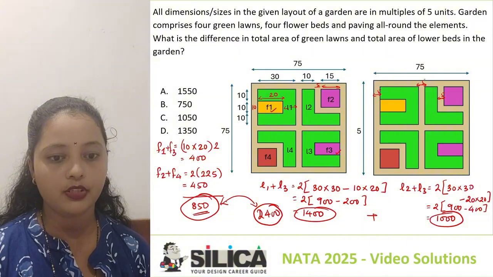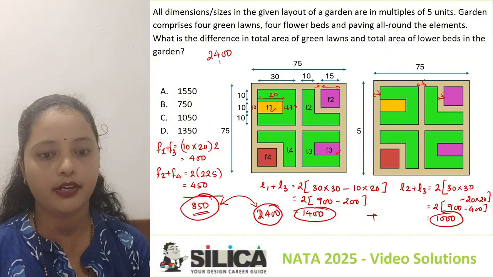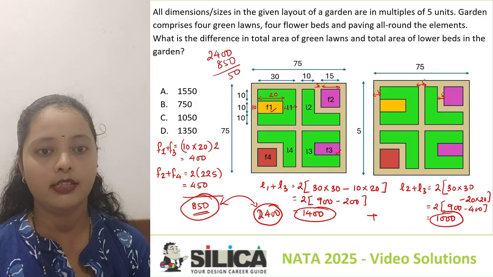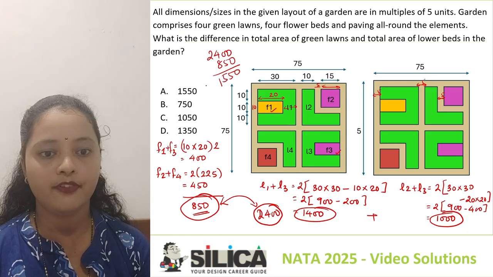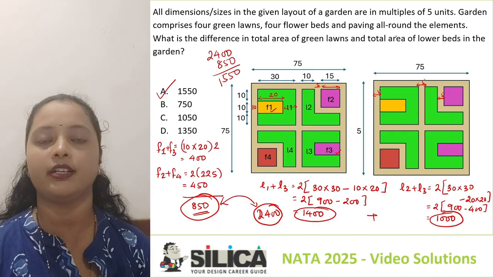We need the difference of these two. So what would be our final answer? It would be 2400 minus 850, which gives us how much? 0. Then this is 5, and this would give me a 5 and 1. So option A, 1550, that would be the correct answer to the question.